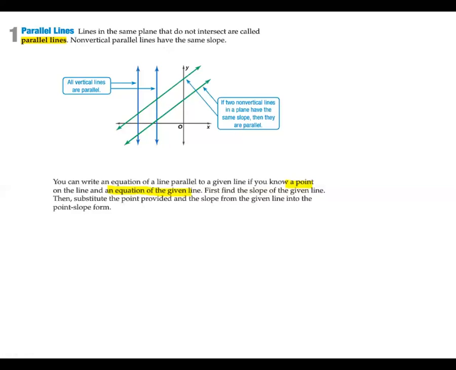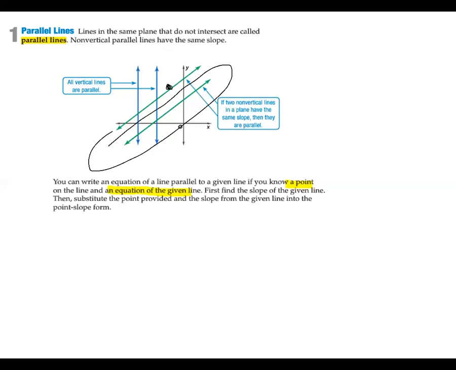You can write an equation of a line parallel to a given line if you know, one, a point on the line, and second, an equation of the given line. So if I know the equation of this first green line, and I know one point on the other green line, then I can figure out the equation of that other green line that I just know the point on. If I know those two lines are parallel, and I know the equation of one line and a point on the other line, I can write the equation of the other line with the point.